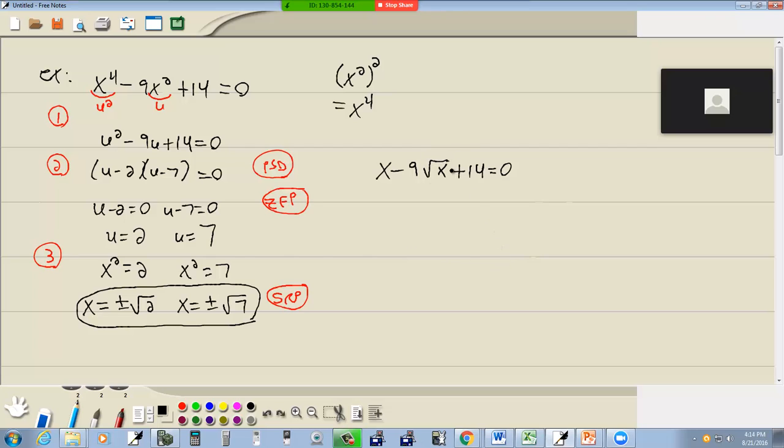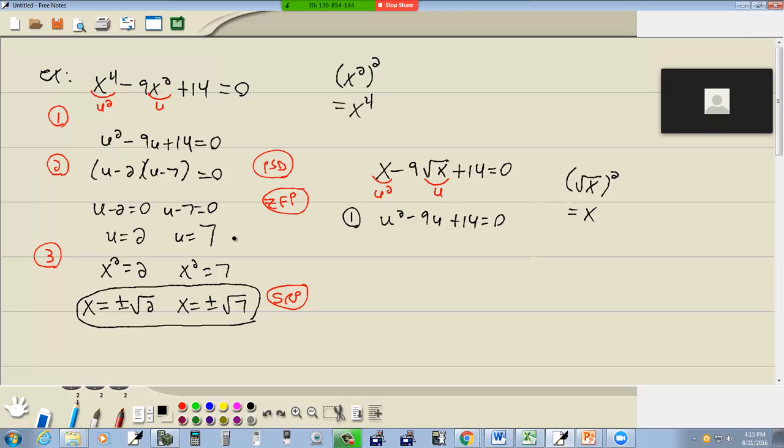If I take the middle part, which is square root of x, raise it to the second power. Well, remember when your index matches your power, they cancel each other, so that gives us x. That would give us our first part here. So this is still another u substitution. The middle part would be my u, first part would be my u squared. So then step 1, we rewrite that as u squared minus 9u plus 14 equal to 0. And that's what we got right over here.